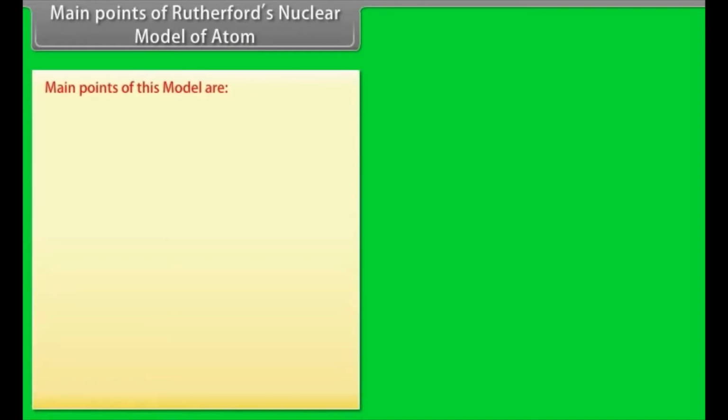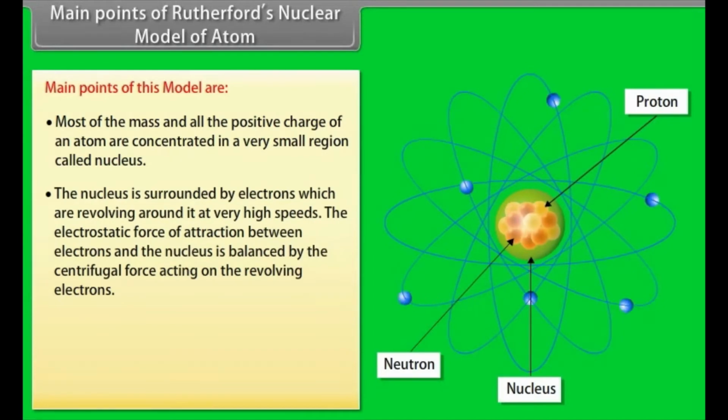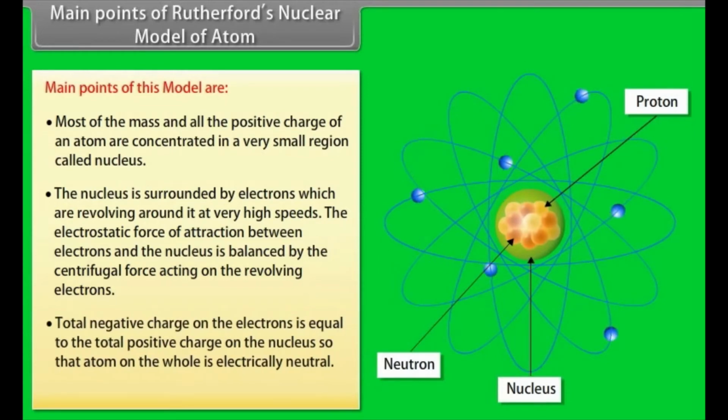Main points of Rutherford's nuclear model of atom. Number 1. Most of the mass and all the positive charge of an atom are concentrated in a very small region called nucleus. Number 2. The nucleus is surrounded by electrons which are revolving around it at very high speeds. The electrostatic force of attraction between electrons and the nucleus is balanced by the centrifugal force acting on the revolving electrons. Number 3. Total negative charge on the electrons is equal to the total positive charge on the nucleus, so that the atom on the whole is electrically neutral.